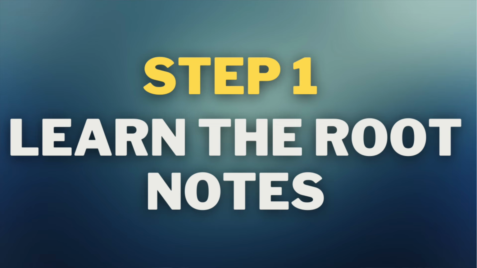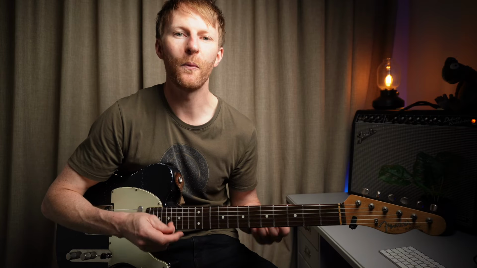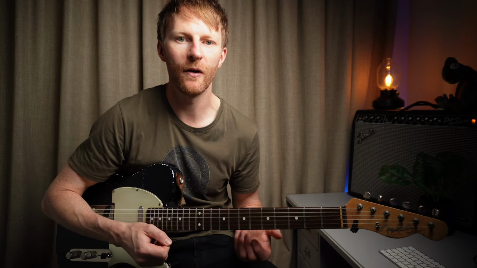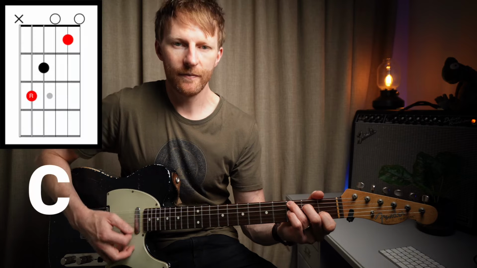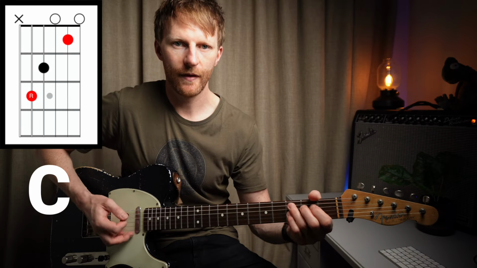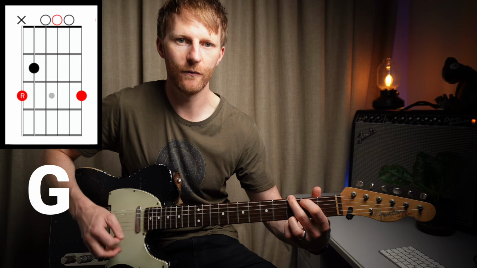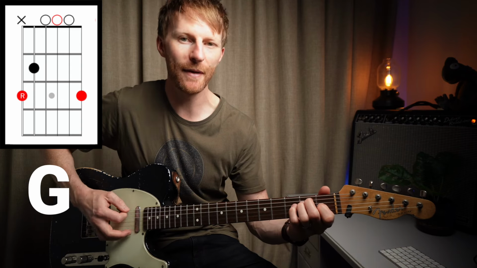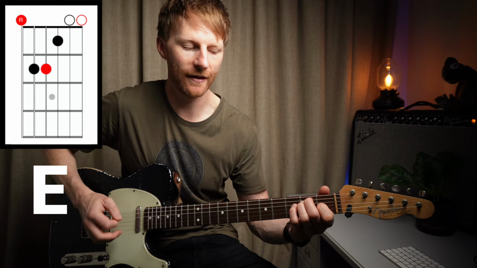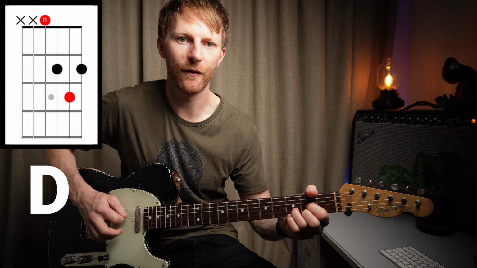Step number 1, understand the root notes. So to be able to comfortably play in every position in any key, first of all, we need to understand where the root notes are within each chord shape. C major, the root note is on the 5th string. A major, the root note is on the 5th string. G major, the root note is on the 6th string. E major, the root note is on the 6th string. And D major, the root note is on the 4th string.